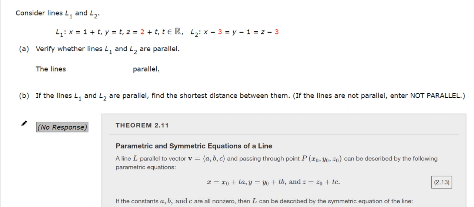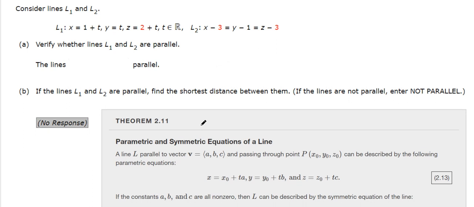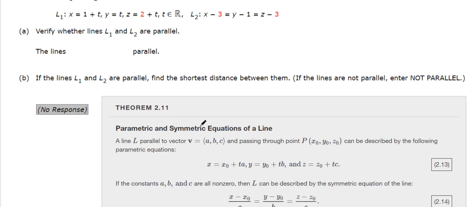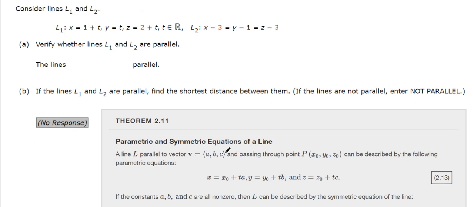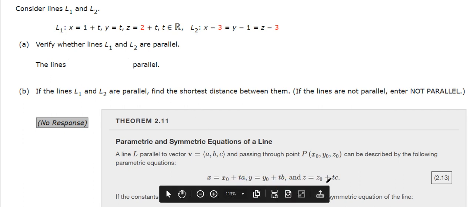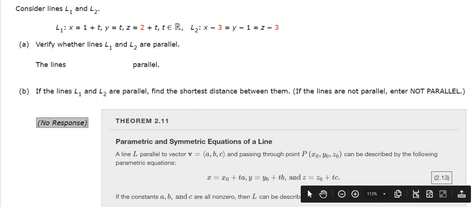We're supposed to verify whether lines L1 and L2 are parallel or not parallel. To do that, we can use theorem 2.11 from our text. The theorem tells us that we can describe a parallel line to some vector A, B, C, where A, B, and C are the coefficients of t.